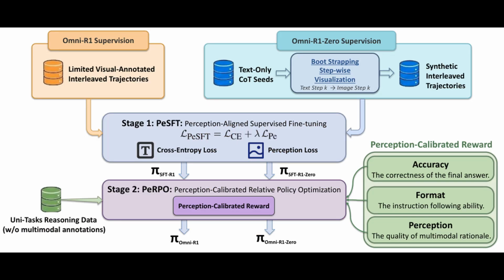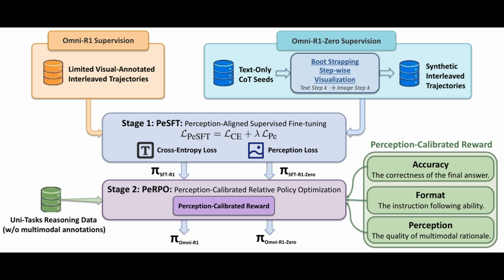Let's look at how they actually accomplish this. The diagram from the paper really helps explain the approach. See the right side of this diagram? While Omni-R1 starts with limited visual annotated interleaved trajectories, Omni-R1 starts with something completely different, just text-only chain of thought seeds. And then it does something really clever. It bootstraps stepwise visualizations from those text-only reasoning examples. Essentially, for each text reasoning step, it generates a corresponding image. Right. It's taking text step K and creating image step K.